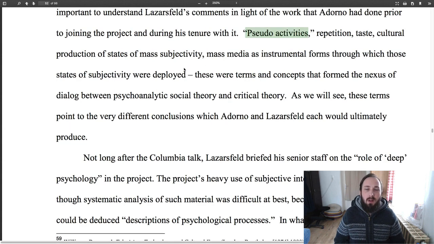Pseudo activities, repetition, taste, cultural production of states of mass subjectivity, mass media as instrumental forms through which those states of subjectivity were deployed. What is mass subjectivity?